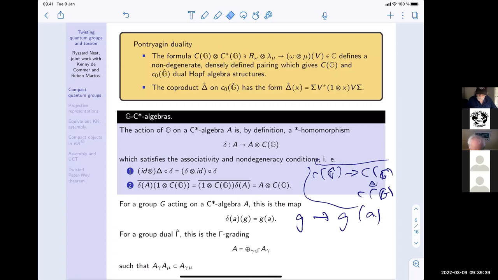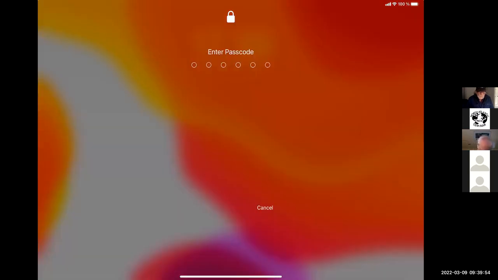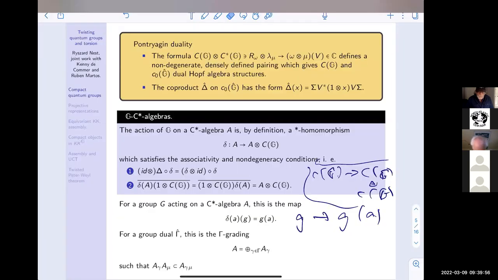And all these definitions that I had can also be made in terms of this von Neumann algebra case. Co-products, non-degeneracy conditions are somewhat more complicated, but you can formulate it in terms of these von Neumann algebras.